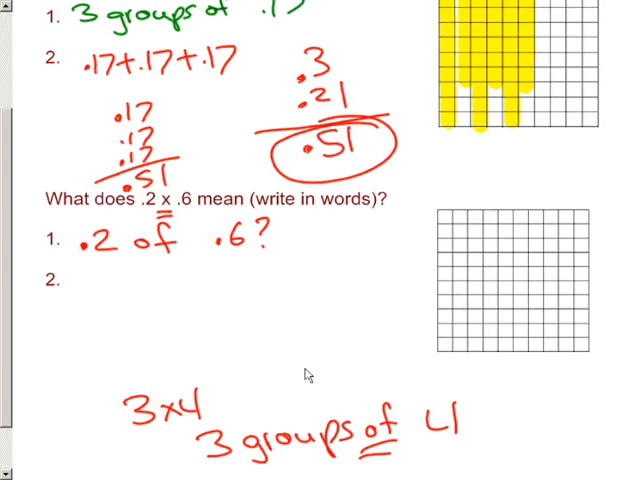How much is that? Well, here's how we're going to do that. Let's make this into a story problem. I have 2/10 of my brownies left. So I'm going to go ahead and shade in 2/10. I'm sorry, let's switch that around. If I have 2/10 of 6/10, that means I have 6/10 of my brownie left. So let's shade in 6/10.